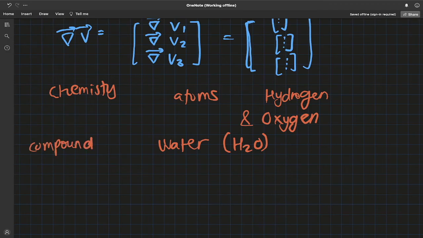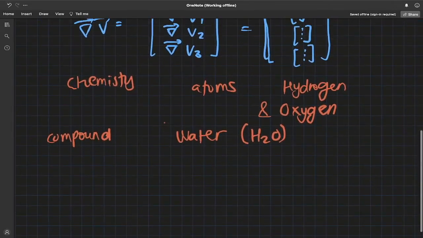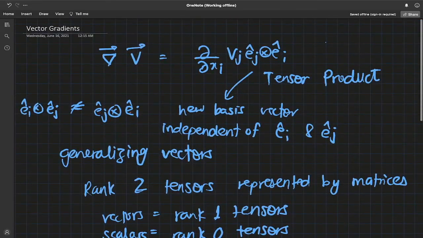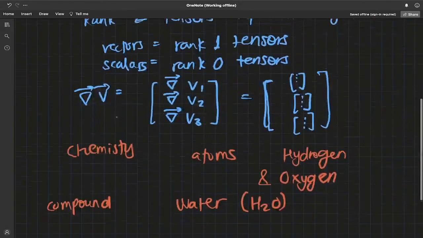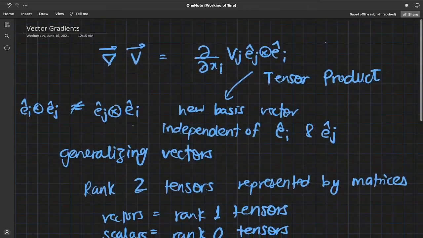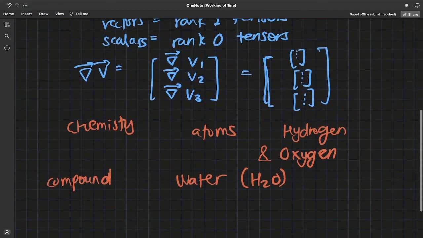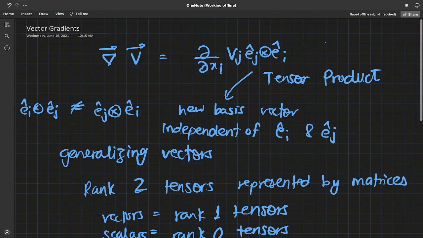So think about a tensor product that way, a tensor basis that way. So say Ei is your hydrogen, Ej is your oxygen. This quantity, this tensored up basis, is water. So it has independent properties than those of its constituent basis vectors. I hope that clears things up for you.